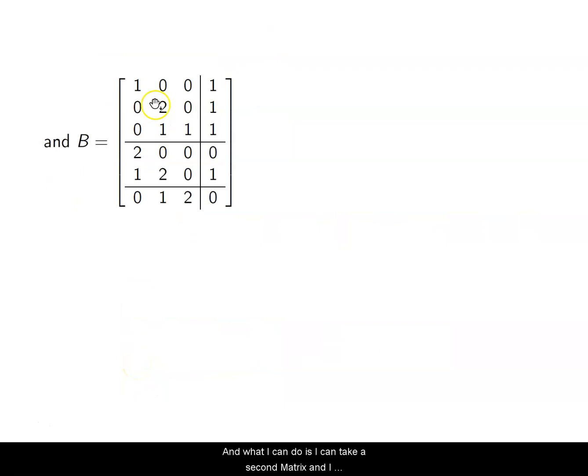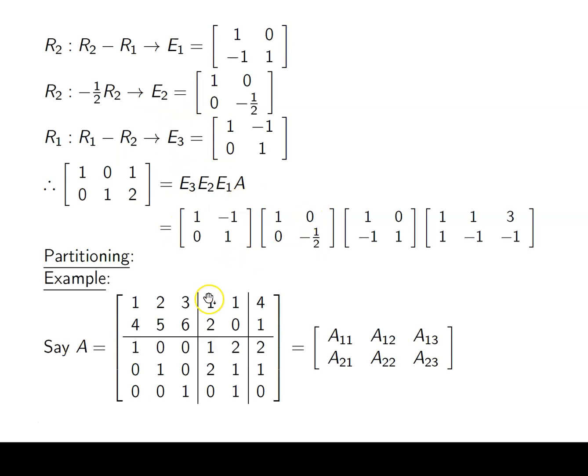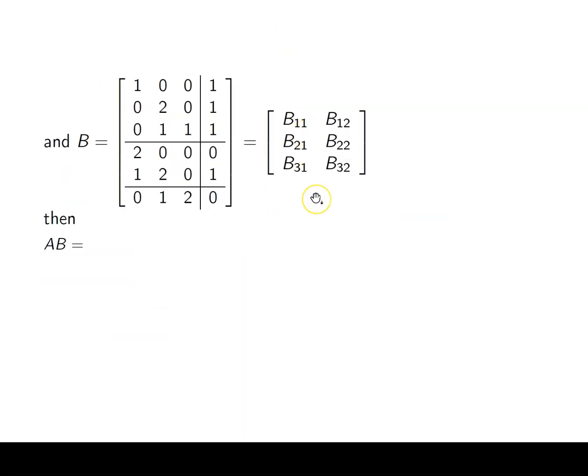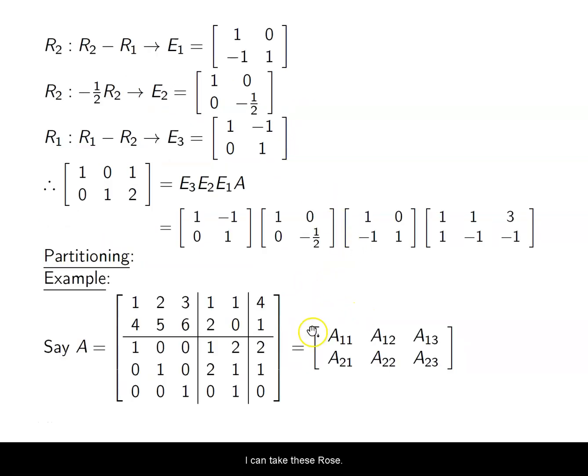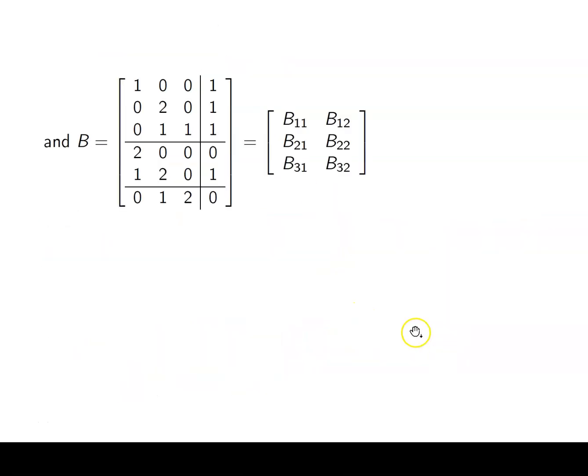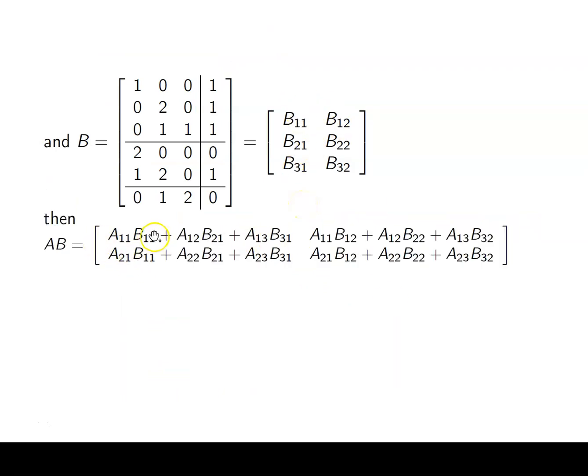And what I can do is take a second matrix and partition it so that it matches up dimension-wise, and I can start to multiply them together. I'm not going to do all of this work, that would be left for you as an exercise, but I can multiply those two matrices by multiplying their respective pieces, right? I can take these rows, multiply times these columns to get the first entry. Now, in order to do that, the sub-matrices that I have also have to match up dimension-wise.